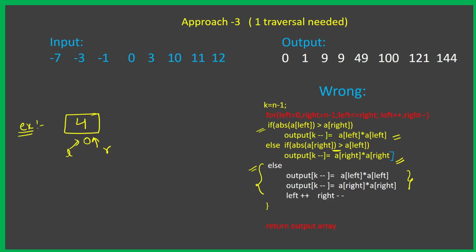We will come to this else part, and here we are finding 2 times the square of a0. So a of left and a of right are actually a of 0 and a of 0. So a of 0 into a of 0 will be 16. Again we are finding a of right into a of right, so it will again be 16. Then left and right will cross each other and this loop will be false, and we will be returning this output array. So here the 16 has come 2 times, but we want just one 16.